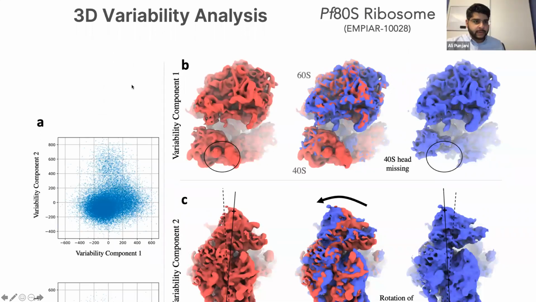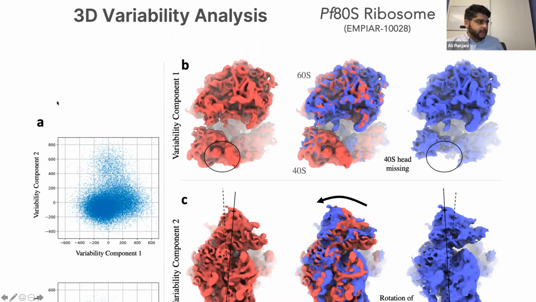Okay, so the first result I'm going to show is a structure and variability analysis of a Plasmodium falciparum ADS ribosome structure. This is a ribosome that has been studied. It's a benchmark data set that many people use. And usually it's refined under a homogeneous refinement where we assume the entire structure is rigid.